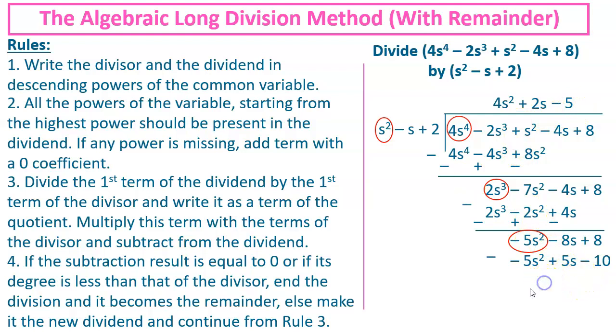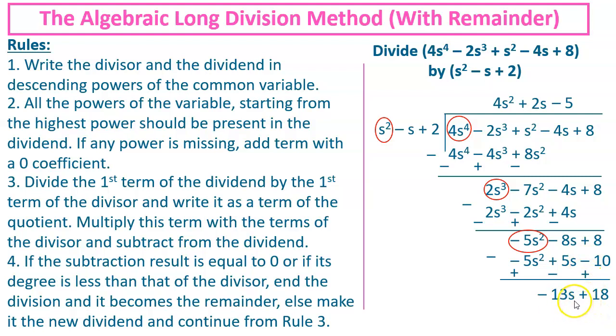Again, we subtract, so the signs get changed and this part becomes equal to 0. The first two terms cancel each other, and the result is equal to 0. Minus 8s minus 5s is minus 13s, and 8 plus 10 is 18. So minus 13s plus 18 is the result of the subtraction.